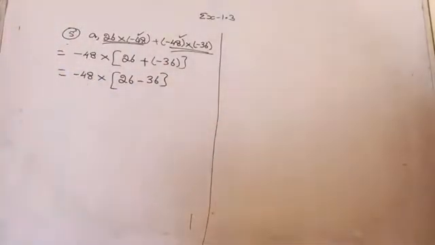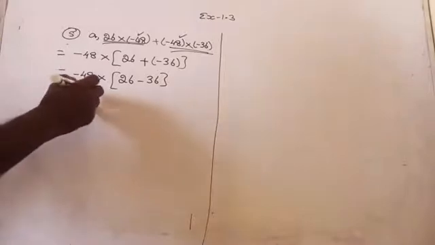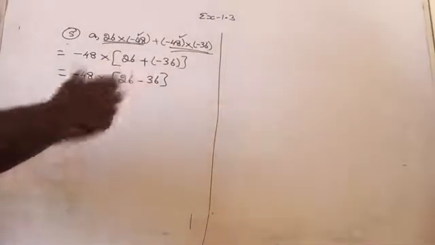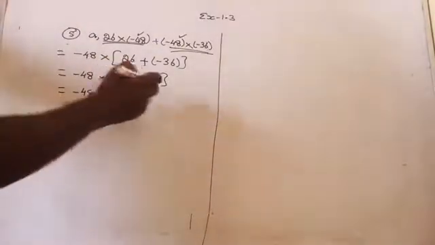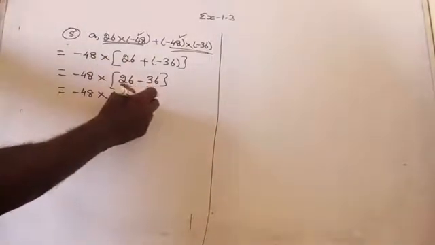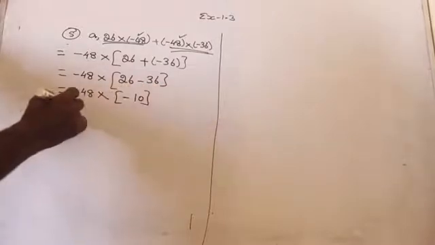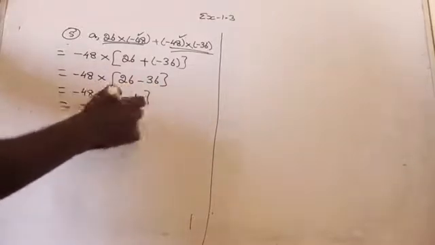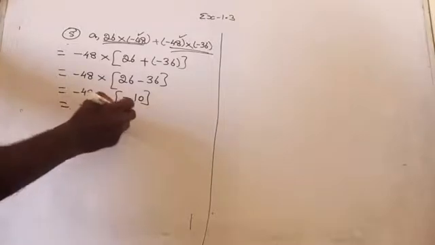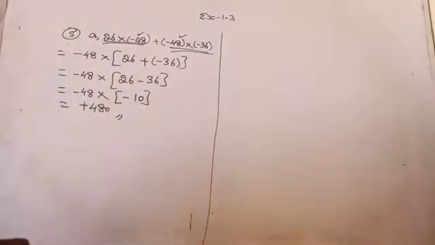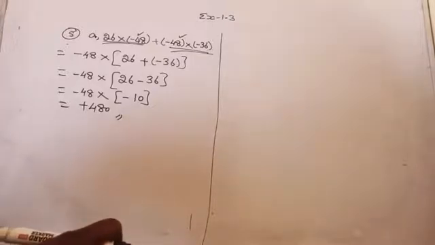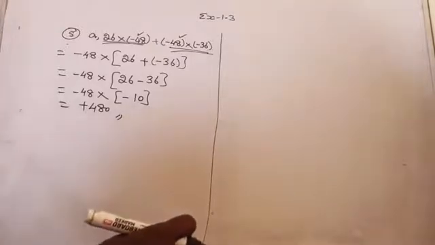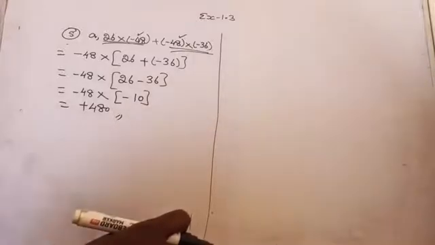26 minus 36. So minus 48 into, here one is a positive integer, another one is a negative integer. So subtract and give the greater number's sign. So 36 minus 26 is 10. Greater number's sign is minus. So minus into minus is plus. 48 into 10, 480. Are you getting there? Yes. This property is called what? Distributive property of multiplication over addition.